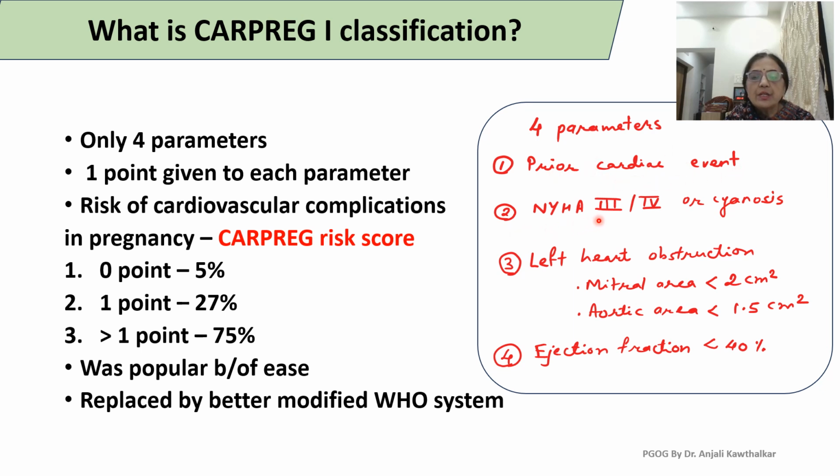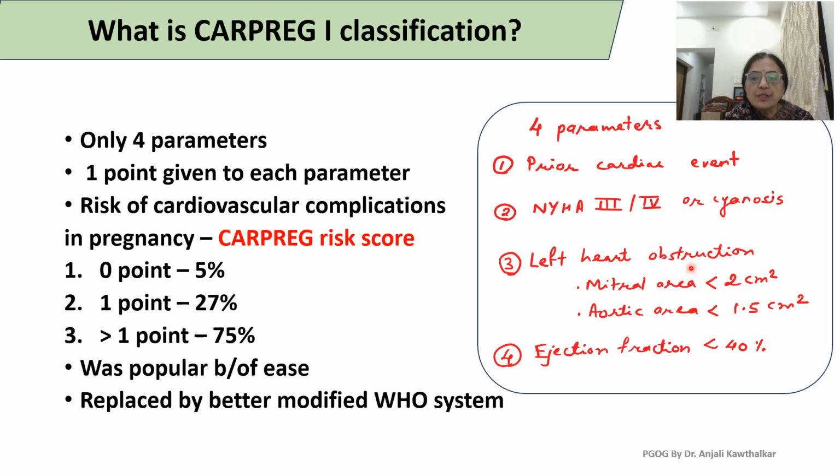Second is NYHA grade 3, grade 4, or patient is having cyanosis. Grade 3 is patient having symptoms with less than ordinary activity also. And grade 4 is patient can be symptomatic even at rest.